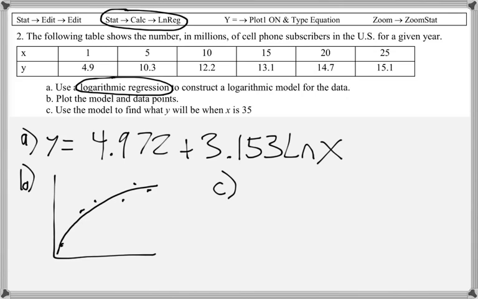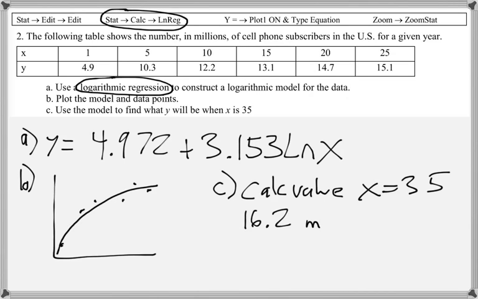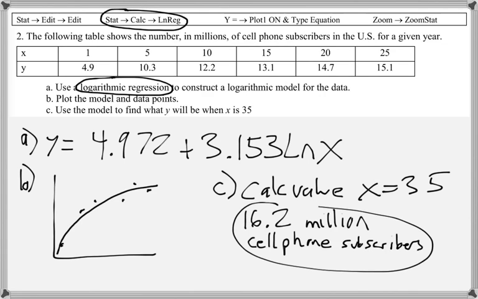And part C says use the model to find what y will be when x is equal to 35. So if we just do a calc value x is equal to 35, then you should get 16.2 million cell phone subscribers. And that'll be our answer.